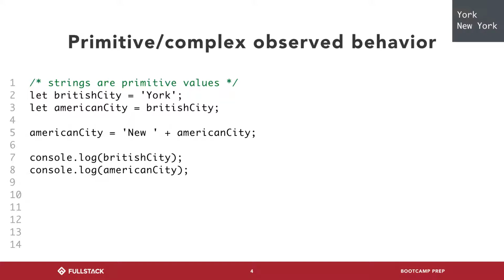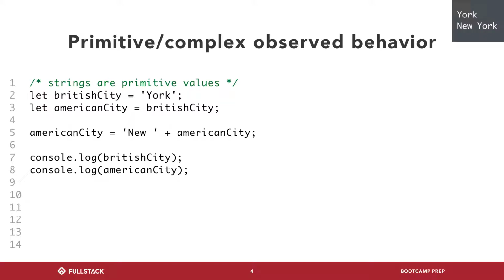Let's say this is my variable, and this is my value. Okay. So on one hand, if I have something, I'll just call it BC, British city. BC is my variable, right? And it's pointing to a value, and this value is a string called York.